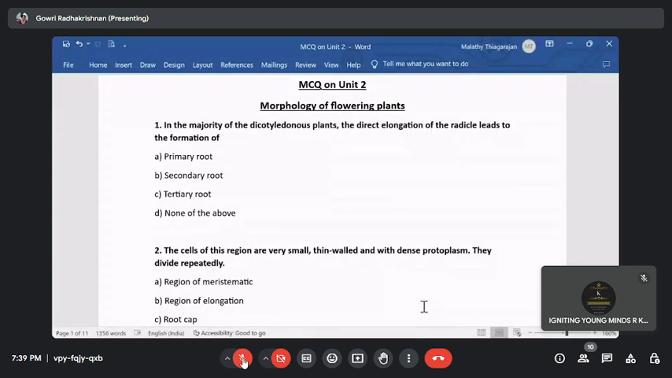All right, in the majority of dicotyledonous plants, the direct elongation of the radicle leads to the formation of what? Primary root, ma'am. Yes, primary root. The direct elongation of the radicle leads to the primary root.